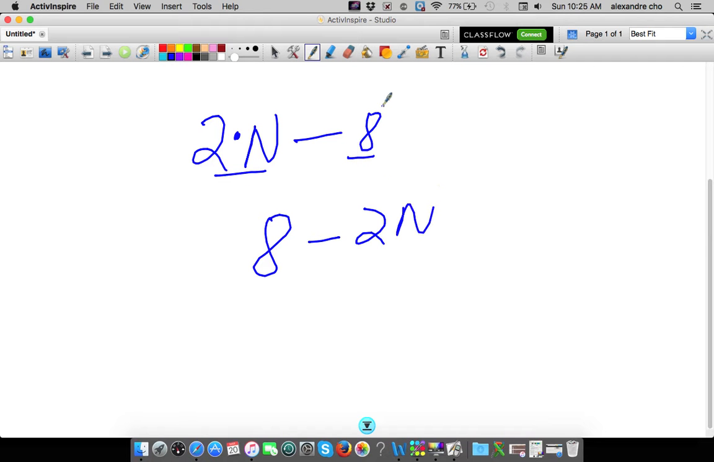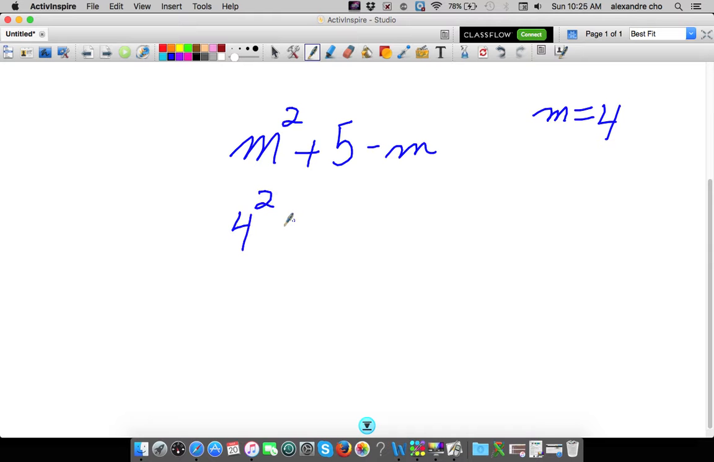Okay. Evaluate m squared. Evaluate means find the value of the particular expression. Plus 5 minus m when m equals 4. So I know that m equals 4 here. So let's substitute. So we get 4 to the second power plus 5 minus m, which I know again it's 4. And we're going to use order of operations to solve this.